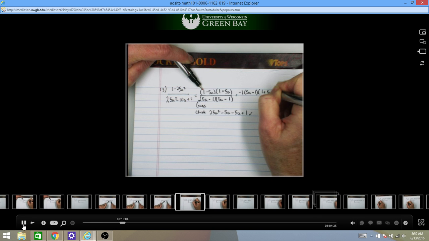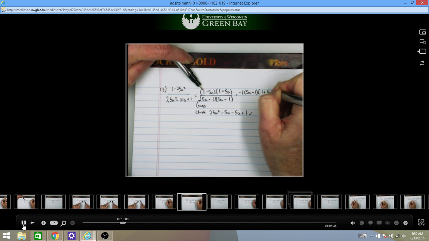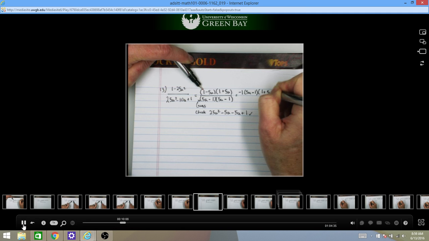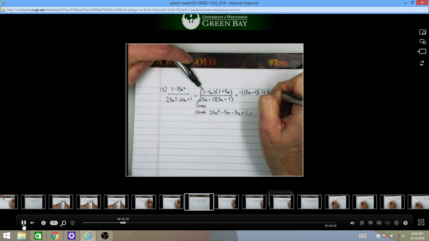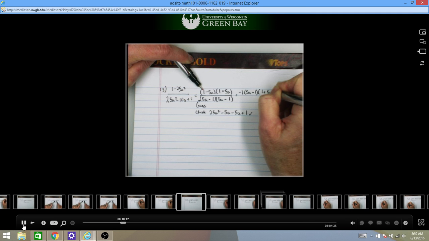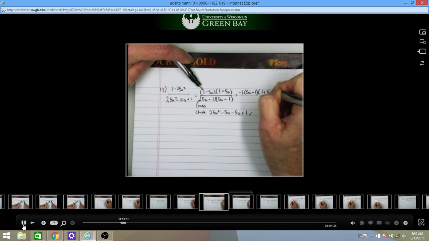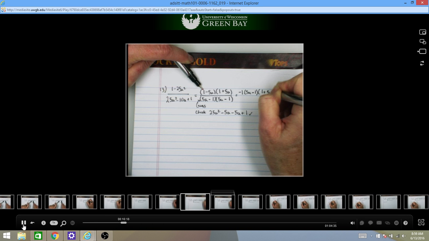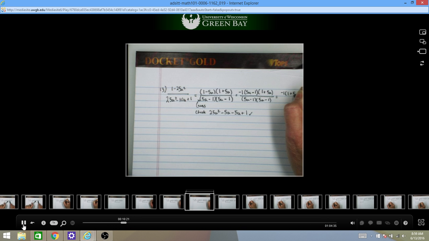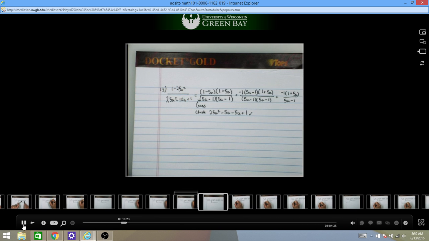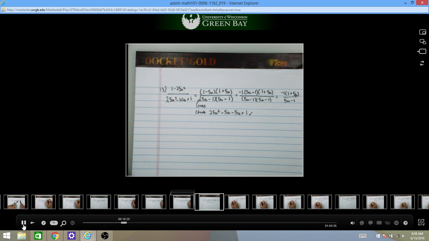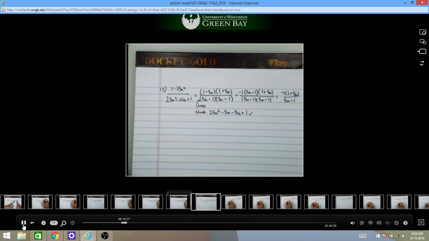So when you factor, you always want to be able to multiply out and get back what you started. That's your check. Okay, but now I can cancel the 5a minus 1. So negative 1 times 1 plus 5a over 5a minus 1. Let's see.